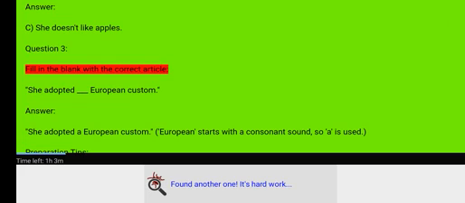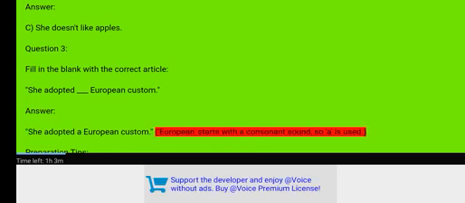Question 3. Fill in the blank with the correct article. She adopted ___ European custom. Answer. She adopted a European custom. European starts with a consonant sound, so A is used.